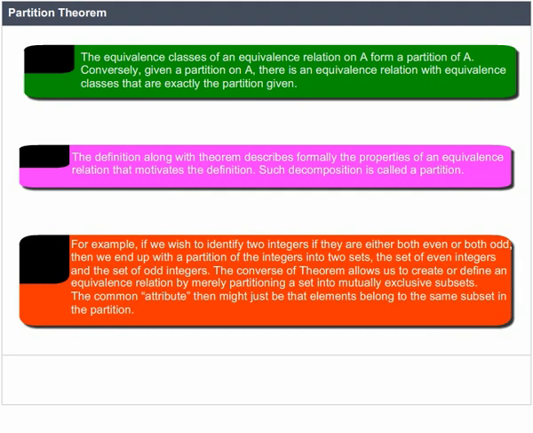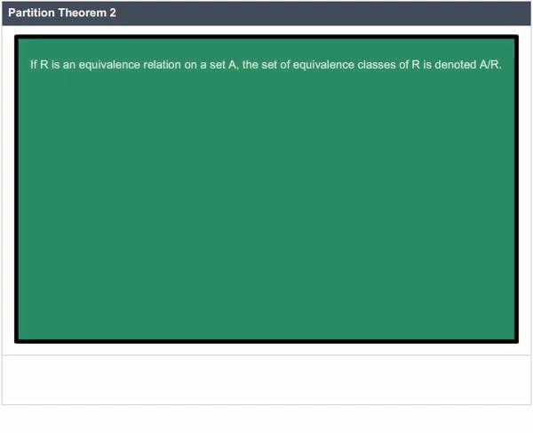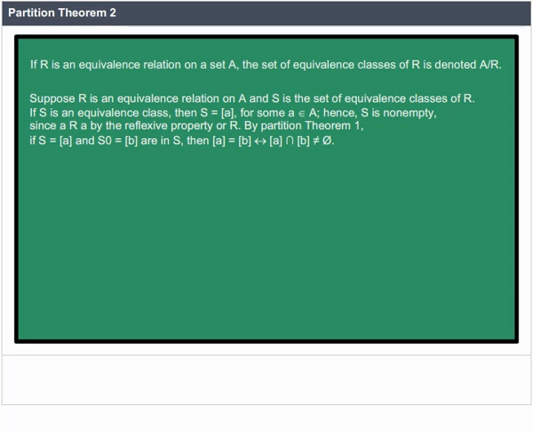The common attribute then might just be that elements belong to the same subset in the partition. Partition theorem 2. If R is an equivalence relation on a set A, the set of equivalence classes of R is denoted by A/R. Suppose R is an equivalence relation on A and S is the set of equivalence classes of R.